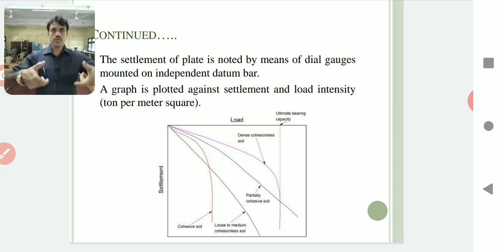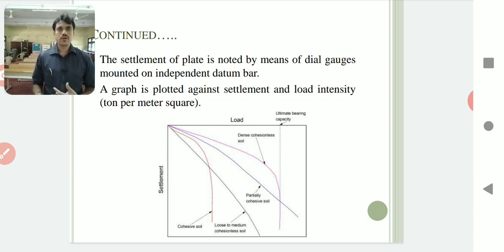That means loading, one plank will be there at the top, and a datum bar will be there at the bottom. There will be a connection. When there is a settlement, definitely the dial gauge is going to show the readings on it. So by using that we can have direct readings of loading as well as settlement.